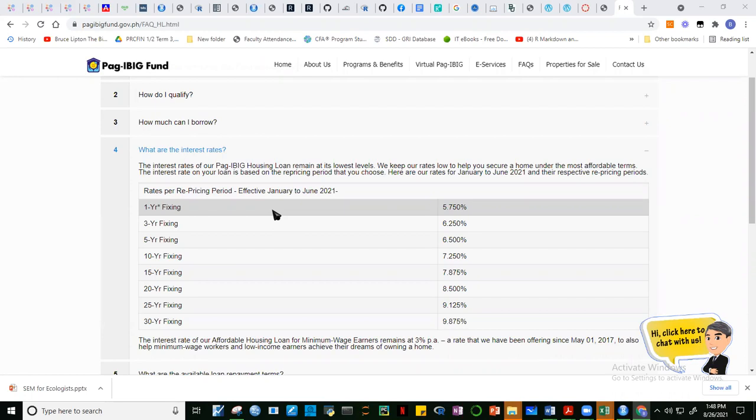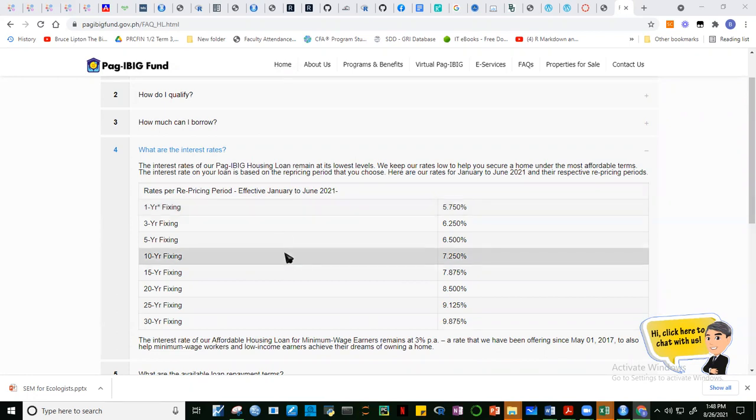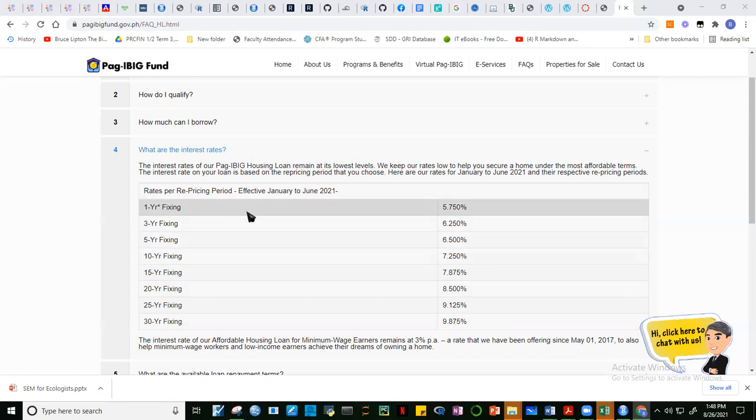Kasi nagre-reassess ang Pag-ibig. Kunyari mataas na yung mga interest rates, so malulugi naman sila kung ganun pa rin yung interest rates. Okay, so it has something to do with the interest rate kasi pwedeng magbago, no? So magre-repricing sila. Okay, so I think that's what this means. But we can check naman. Actually, pwede natin tawagin yung Pag-ibig tapos i-check natin kung anong ibig sabihin niyan. I was just guessing. And then let's go to the other side.